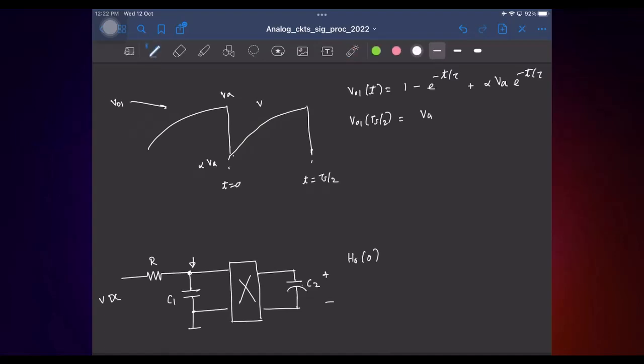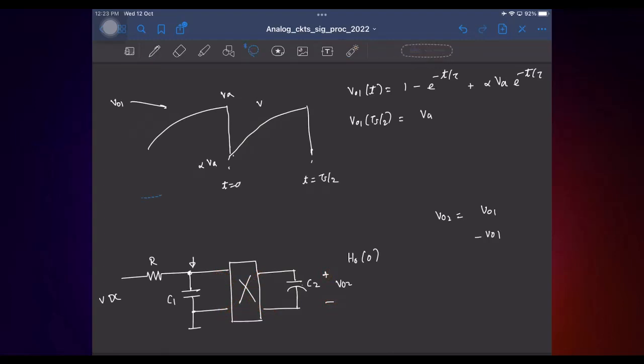Now the second part, I think most of you got it. Second part is finding the voltage here, and this is straightforward. In one phase, this capacitor is connected directly to C1. So if I call this VO2, VO2 will be VO1 in 1/2 period. In the other phase, you are connecting it like this, and it is reversed. It is minus VO1.